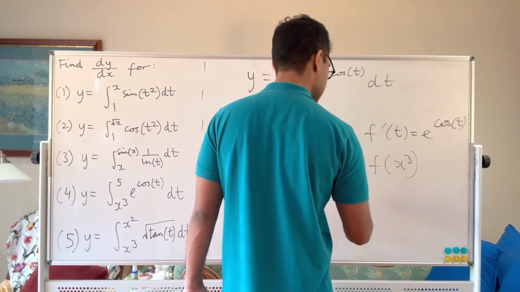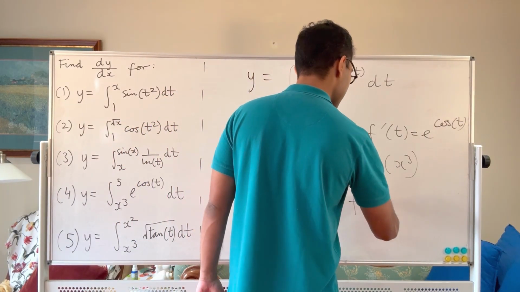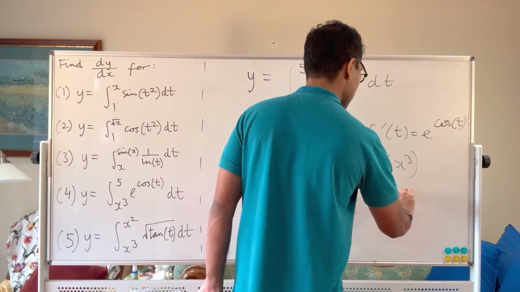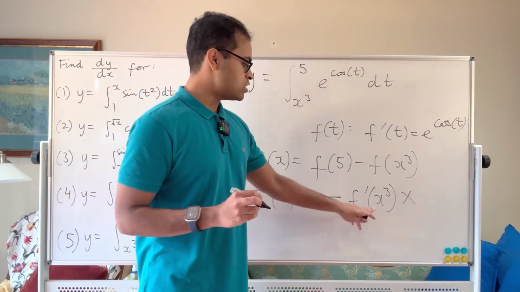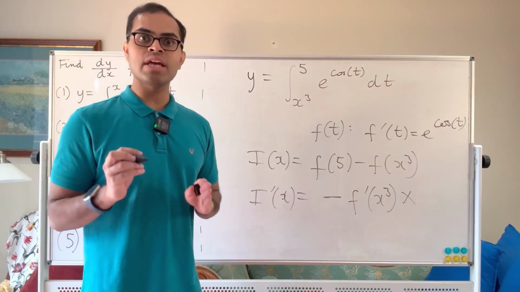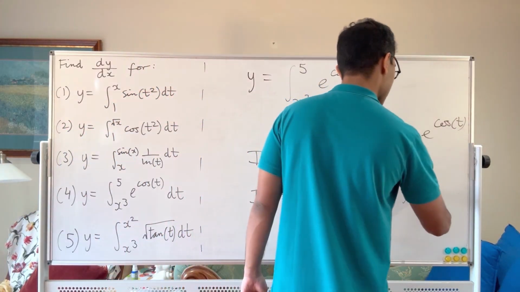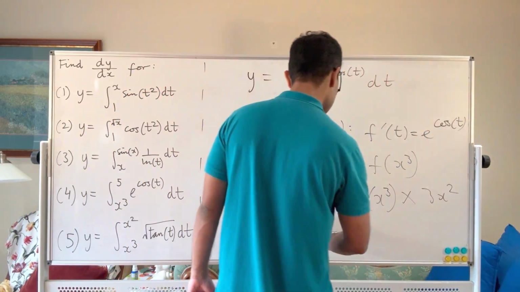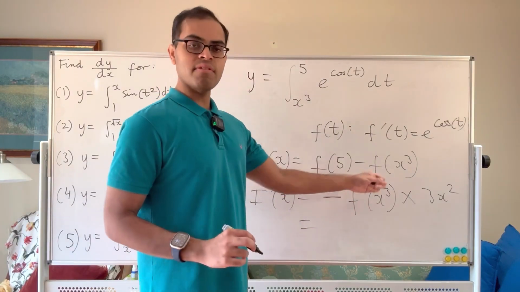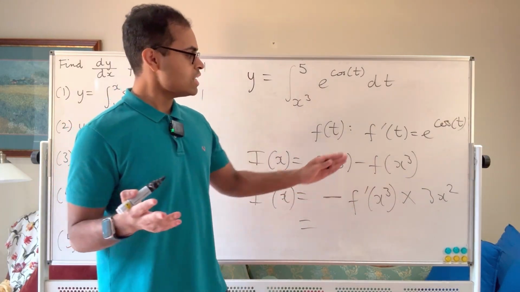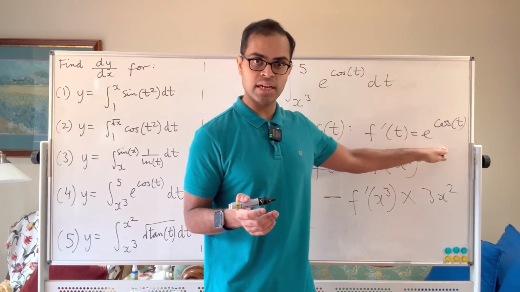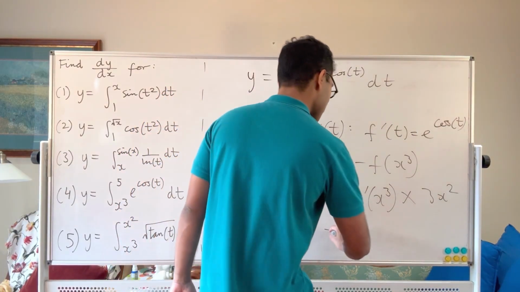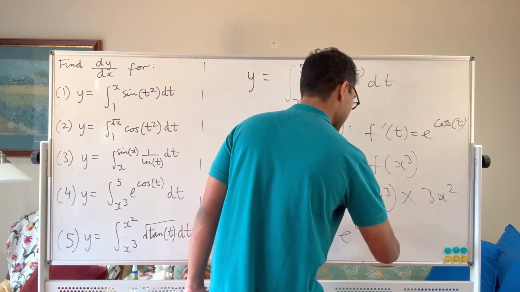The negative sign exists, so we're going to have to differentiate f and plug in x cubed, differentiate the outside, and then multiply with the derivative of the inside, which is derivative of x cubed is 3x squared. So we're going to multiply by 3x squared, and then that's going to end up being, well, derivative of f at x cubed, we can plug in into our formula. Our f had the special property, its derivative was e to the cosine t. So plug that in, we get minus e to the cosine of x cubed.